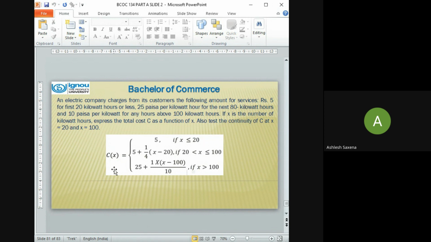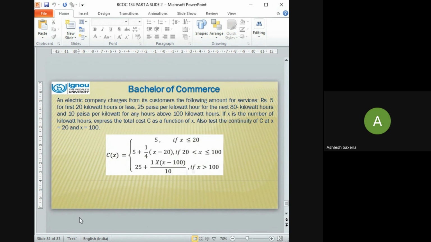That means your cost function is now defined by three functions independently working under three different conditions. Now what the question says: if X is the number of kilowatt hours, express the total cost as a function of X. This part has been done. Now we have to test the continuity of C at X when X is 20 and X is 100.